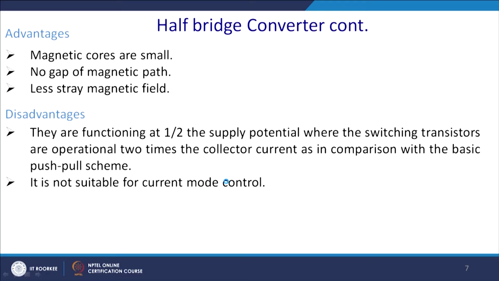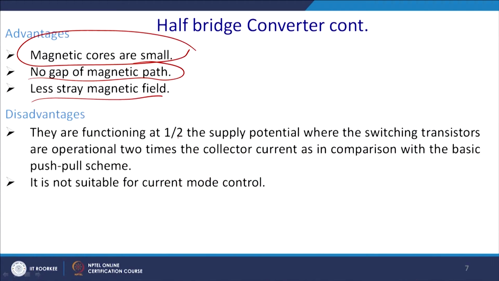So, what is the advantage? Advantage over the predecessors, these are flyback, forward, push pull. You will find that the magnetic core is small, so in the same size you can handle a big amount of power, thus energy density is more. No air gap in the magnetic path, so designing of this transformer is much easier than the flyback. Less stray magnetic field because you are resetting the magnetic field by switching on Q1 and Q2.